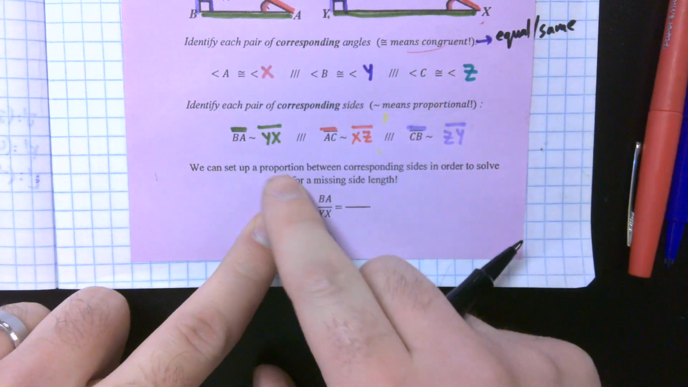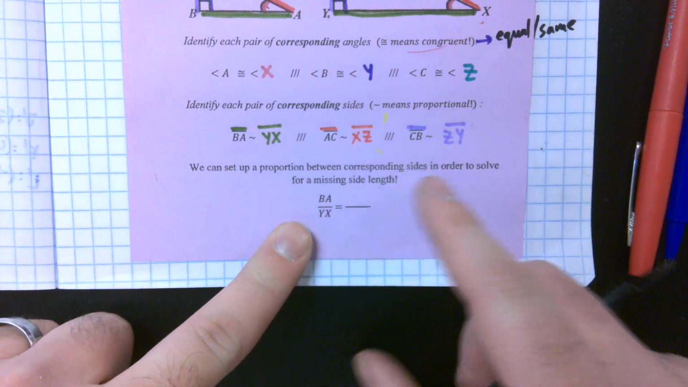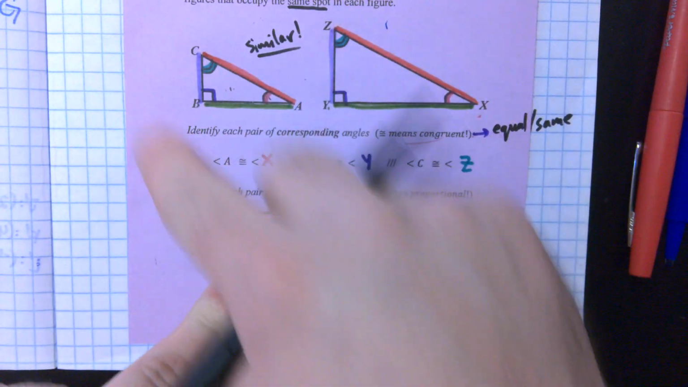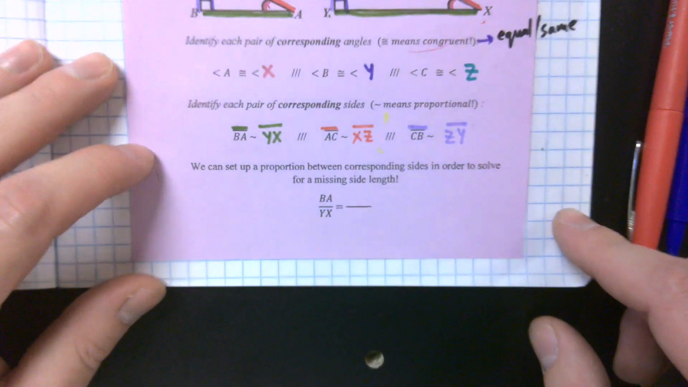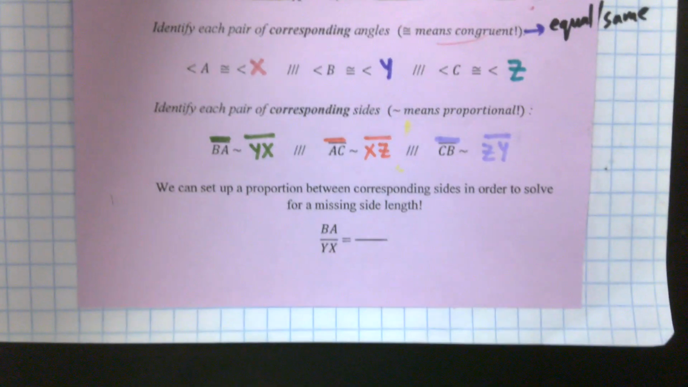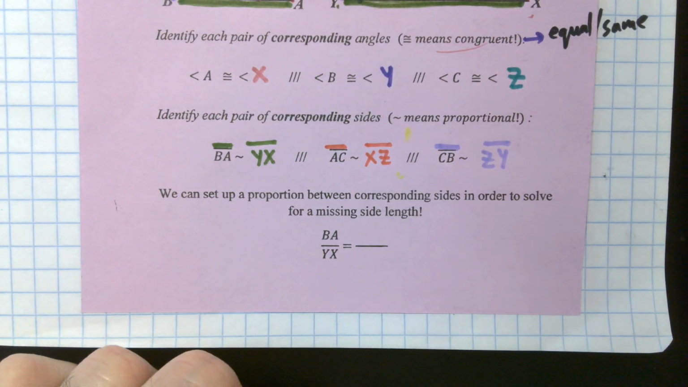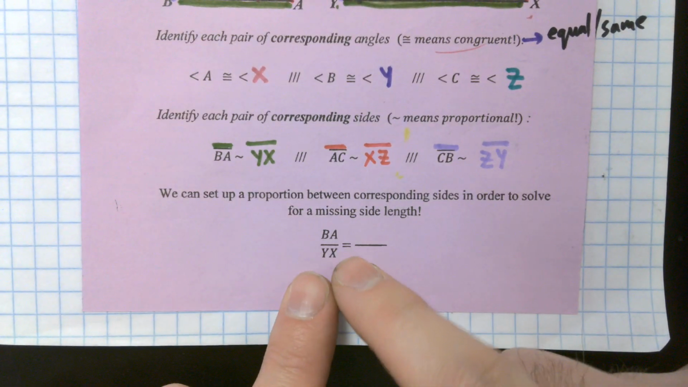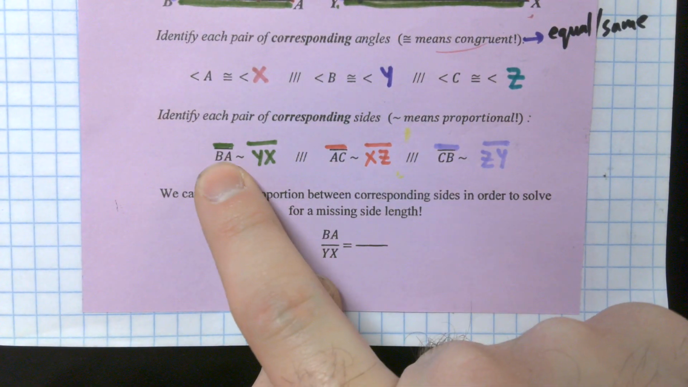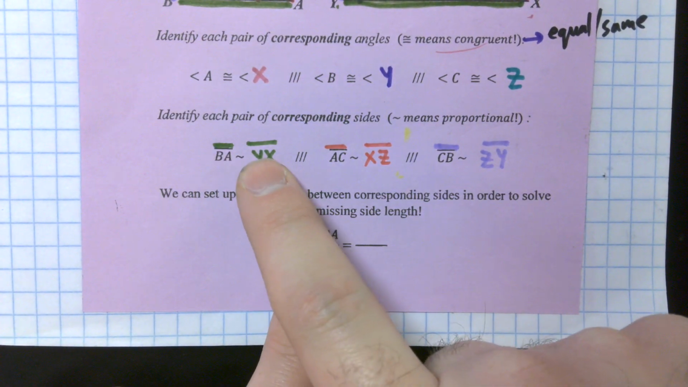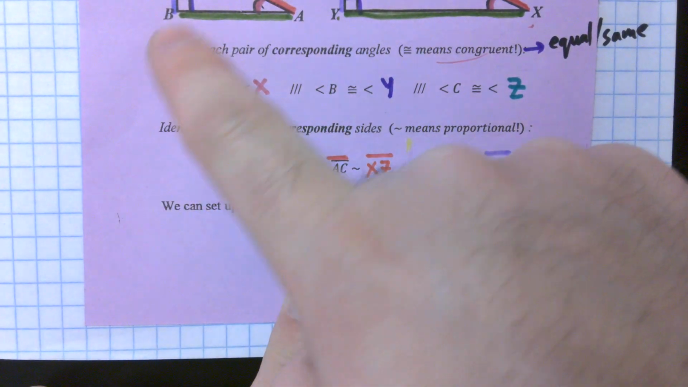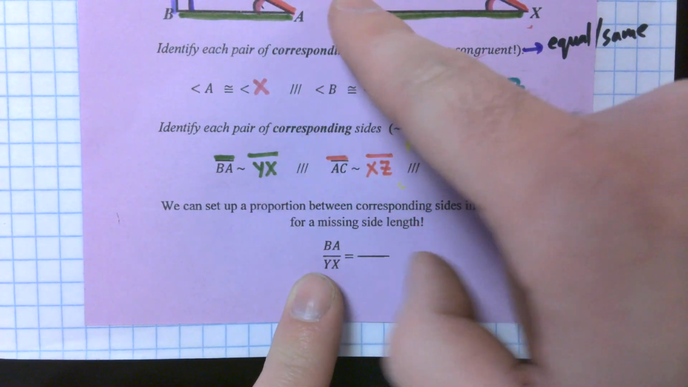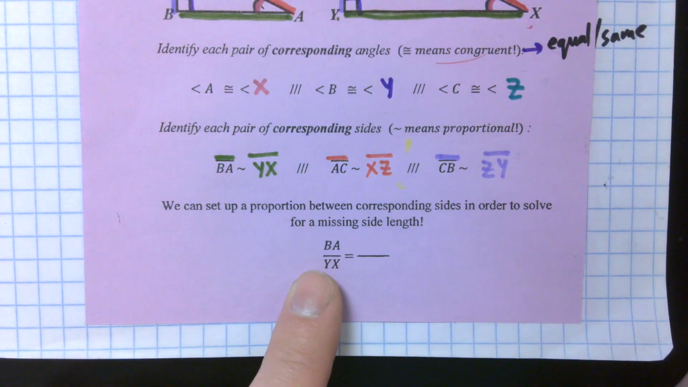So what we're going to do with this is we can set up a proportion to solve for a missing side length. We'll see an example of that in the next one. Okay. But if I were to say that side BA, which is this guy, over side YX, so it's my small base of the triangle over my big base of the triangle.